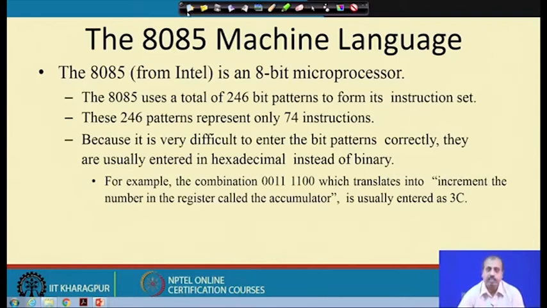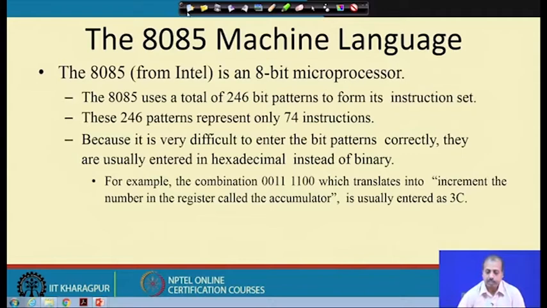We will see that within the same instruction there may be variants. That is why for 74 instructions we will need 246 different bit patterns. So, it is very difficult as a user of the microprocessor system. If I am asked to write the program in this binary bit pattern, then it is very cumbersome. Normally we can use hexadecimal instead of binary.